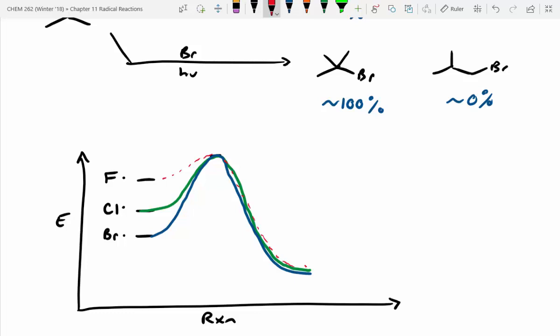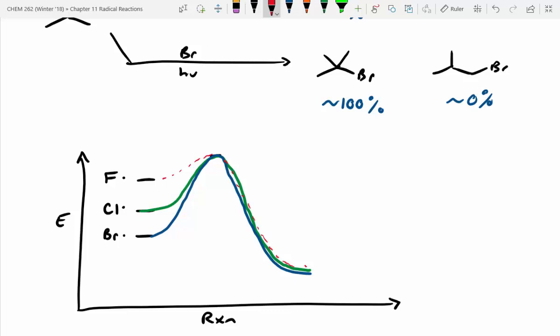So if we look at this, the activation energy for radical fluorination is incredibly small. So small that it becomes a problem, right? It'll start doing chemistry before you want it to. The chlorine one, like I said, is that Goldilocks effect where it's in the middle. But because it's higher energy, it's still going to be less picky than bromine.